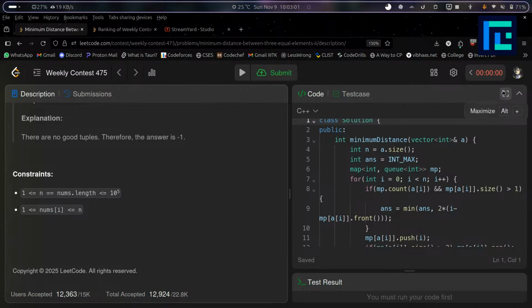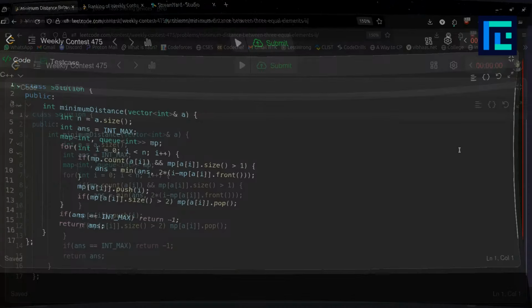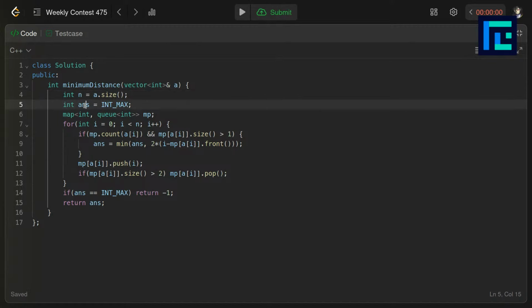So let's have a look at the code for B. n is the size of the array. ans is set to infinity in the start. And then we have our map of int to queue. You can also have a map of int to pair. That also works, but you need to handle some cases yourself.